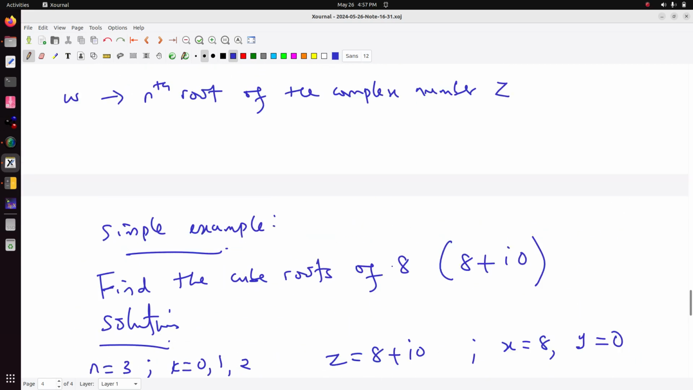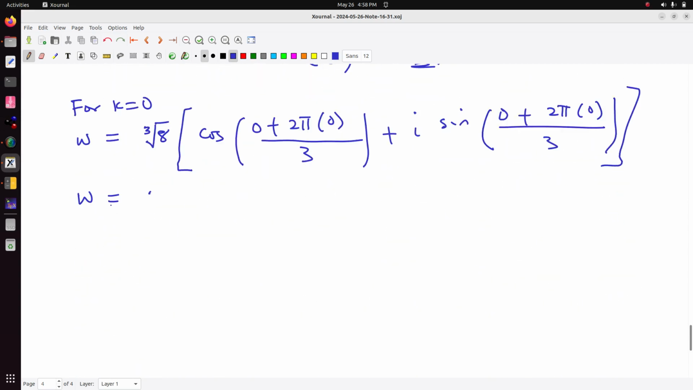So I think this question should be written. Let me write it as 8 plus i0. So the cube root of real 8 is 2. Open bracket, cos 0, which is 1, then plus i sine 0, which is 0. So it means the first root is 2.